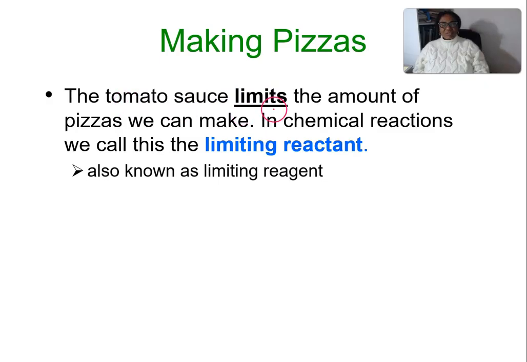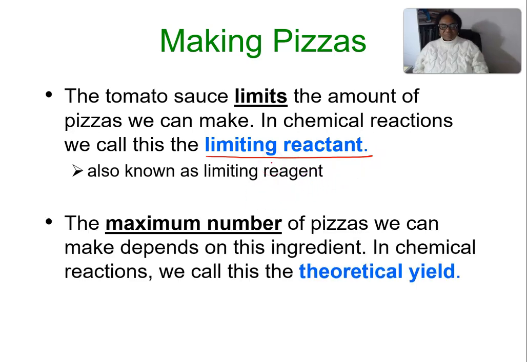So the tomato sauce limits the amount of pizza we can make. In a chemical reaction, we call this the limiting reactant or limiting reagent. The maximum number of pizza we can make depends on this reagent. And this maximum amount of pizza we can make, we call it the theoretical yield in chemistry.